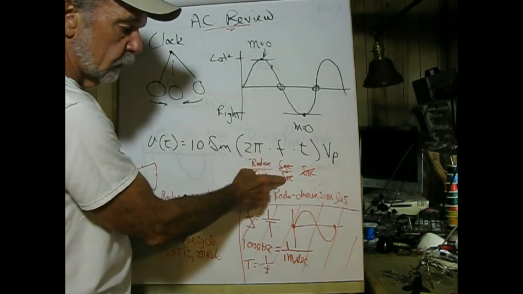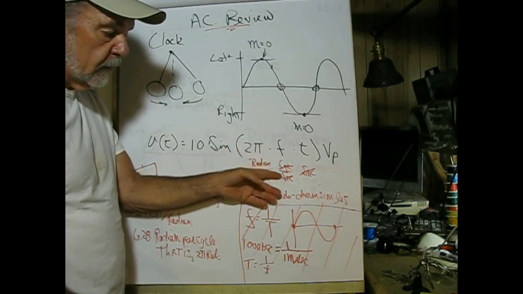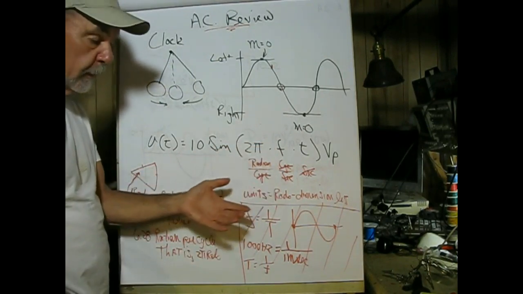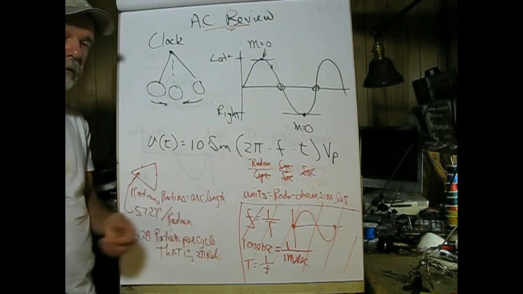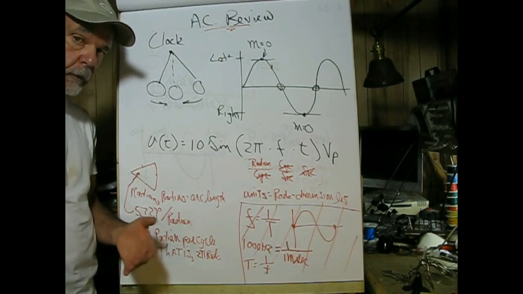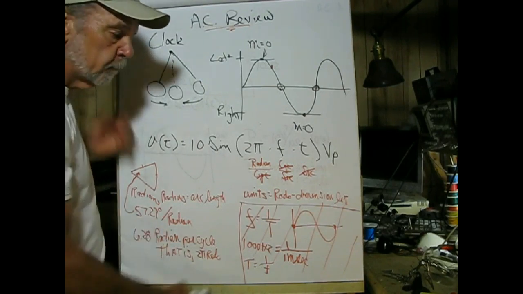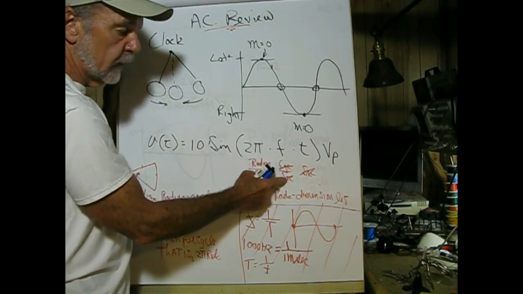and then we have f, which is in cycles per second. Now the old term for frequency used to be cycles per second, but it was abused by engineers and technicians. What's the frequency? 60 cycles. Well, 60 cycles per what? Hour, year, day? No, per second. So the word hertz means cycles per second.